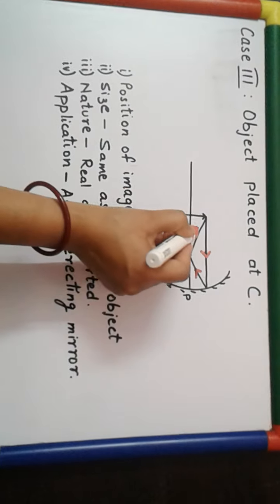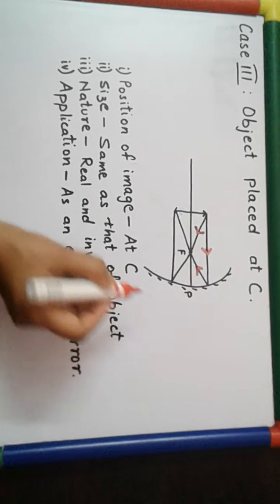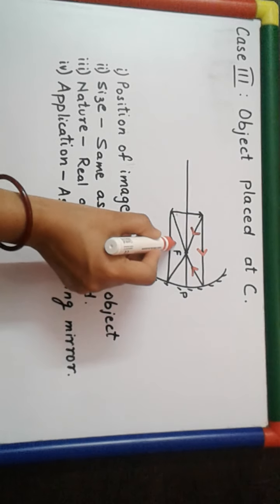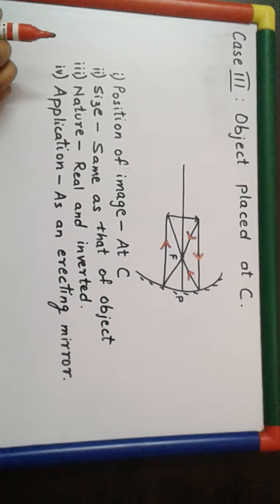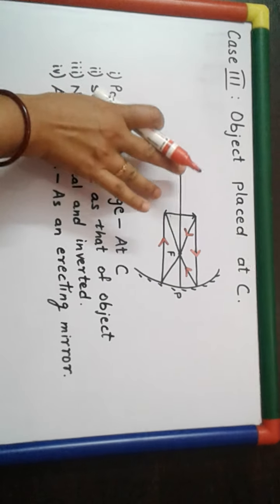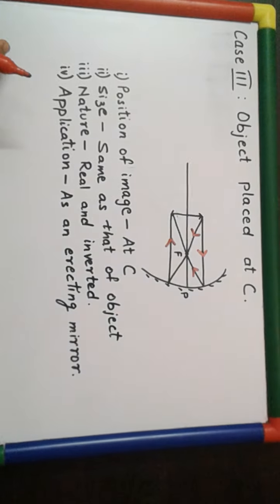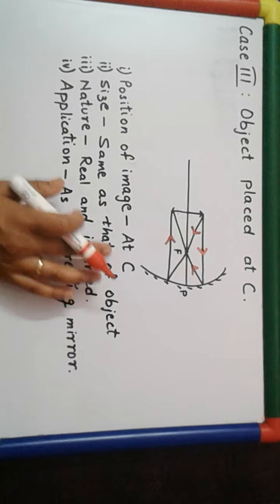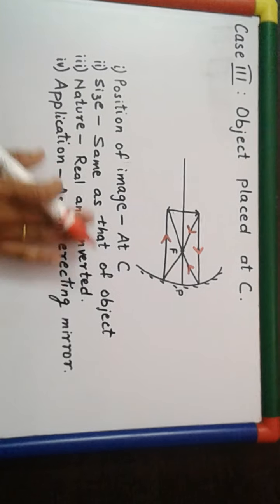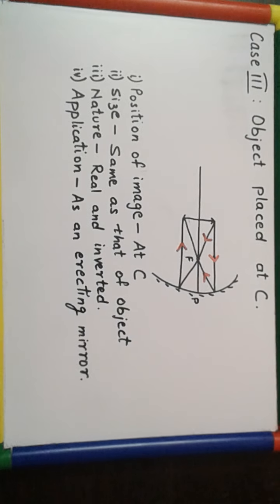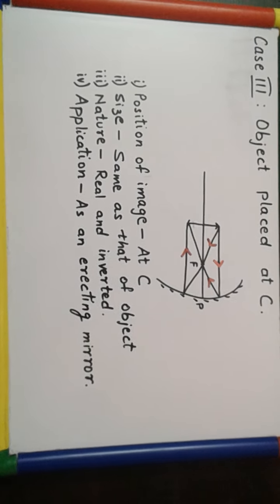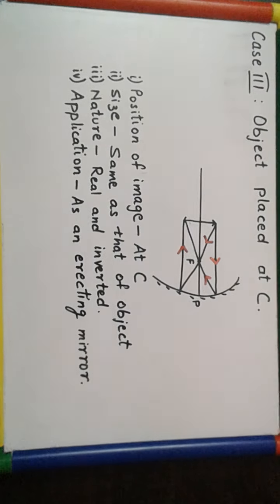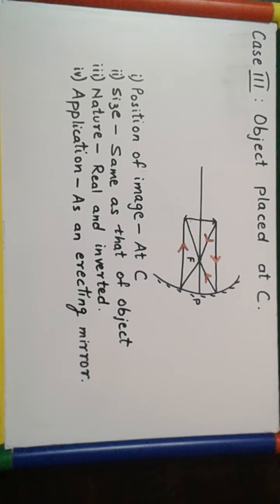The second ray passes from focus and becomes parallel to the principal axis after reflection. Both the reflected rays meet at a point and that point becomes the position of the image. So the position of image is at C. Size is same as that of object. From the diagram you can see nature is real and inverted, and application it is used as an erecting mirror.